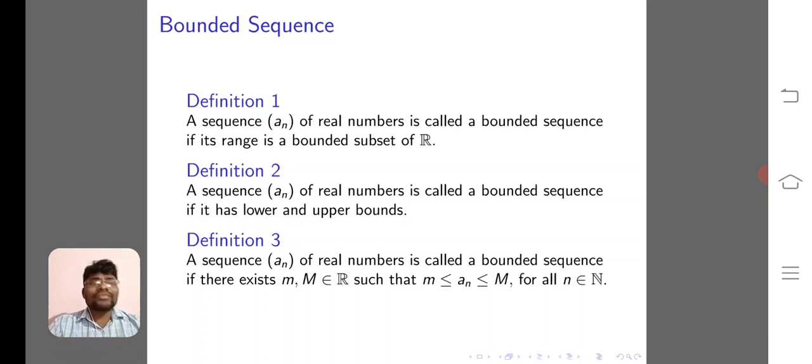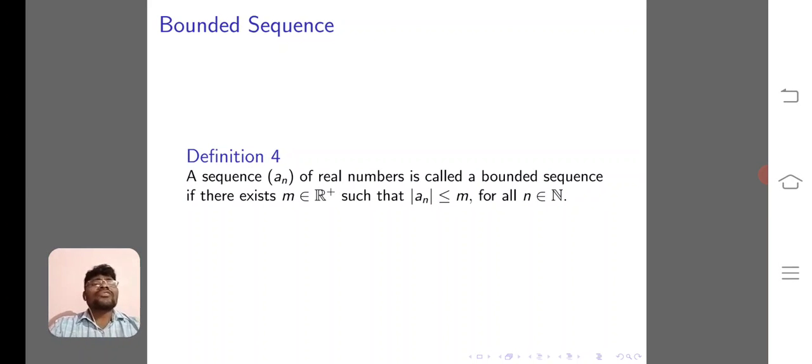Come to another definition. A sequence (a_n) of real numbers is called a bounded sequence if there are small m and capital M belonging to R such that m is less than or equal to a_n is less than or equal to M for all n belongs to N. This means all the terms of the sequence must lie between small m and capital M, where m and M are some real numbers. Then you say that this sequence is a bounded sequence.